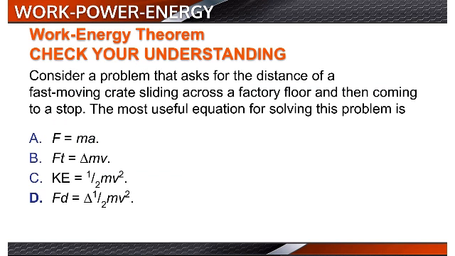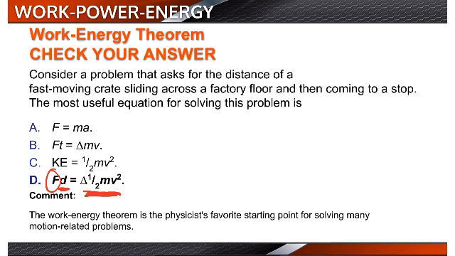All right. Question. Consider a problem that asks for the distance of a fast-moving crate sliding across the factory floor and then coming to a stop. The most useful equation for solving this problem is, let's make your choice. It should be where the distance is our unknown variable. If we're trying to stop it, we don't have distance in any of the other ones. So we have to have that distance inside of our formula.